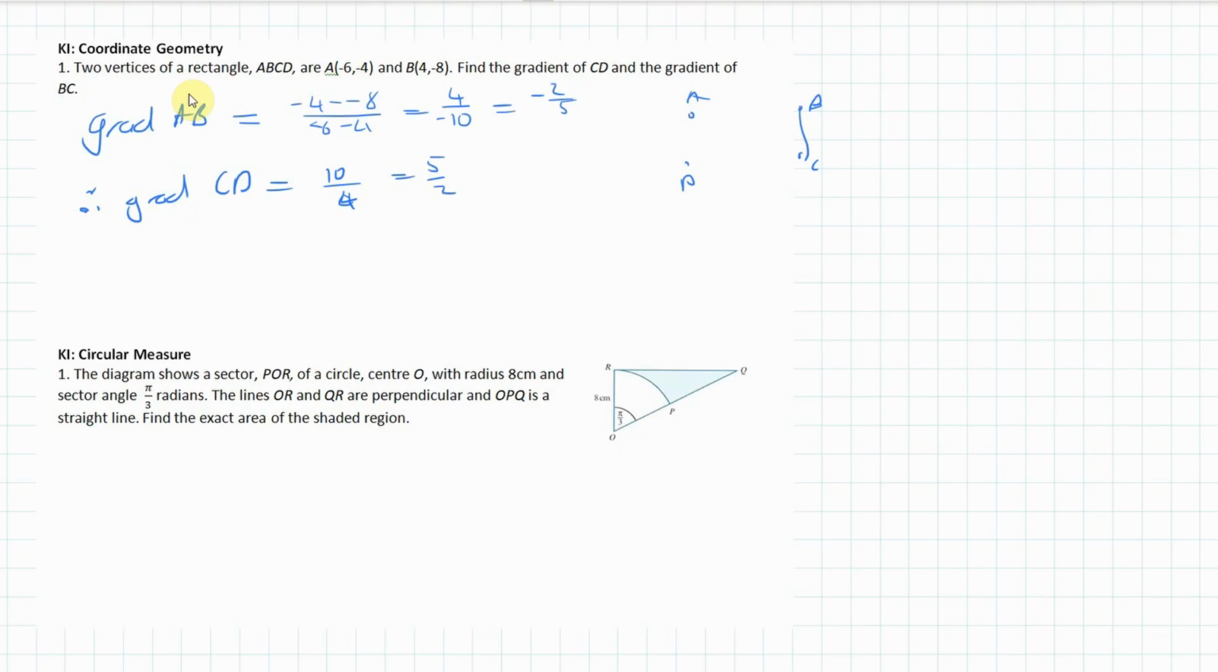Okay, and we also need to find the gradient of BC. Sorry, we've found the gradient of, yeah, C. Oh, sorry. I should have written, this one here is actually BC. And then the gradient of CD, sorry, this one here, I'm getting all confused, CD, is going to be the same as the gradient of AB.